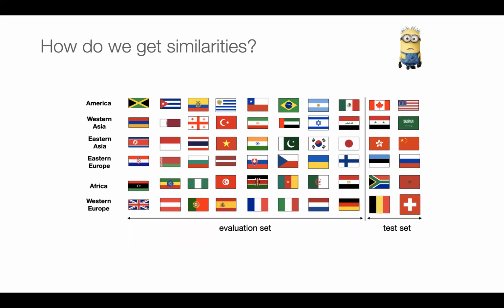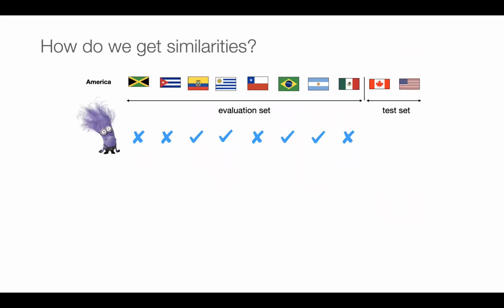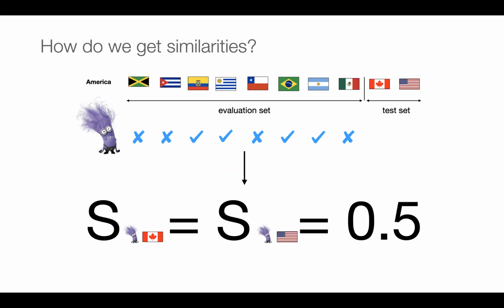And then, for each region, we use the evaluation set to define similarity of a worker to countries in the test set. So here, look at the example. We have a worker, and we have their answers on the evaluation set for America. They got, say, 4 countries correct. And this means that their similarity with the remaining countries in the test set is 0.5, because they got 4 out of 8 correct. So we define their similarity with the remaining countries to be 0.5. And we do this with each worker and with each region, and eventually we get similarity metrics.